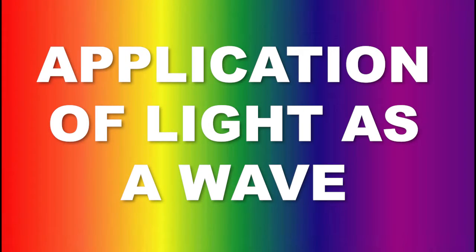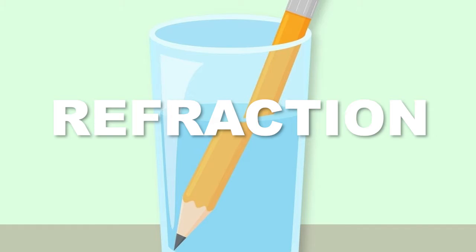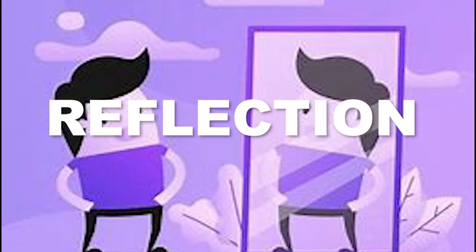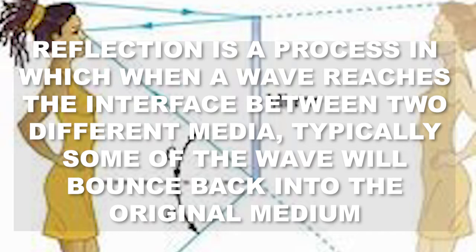Application of light as a wave: reflection, refraction, diffraction, interference, and polarization. For reflection, reflection is a process in which, when a wave reaches the interface between two different media, typically some of the wave will bounce back into the original medium.